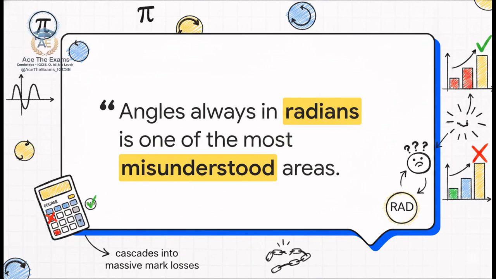We're starting off with this pretty jarring reality, straight from the senior examiners themselves. It helps us understand why so many candidates just stumble right out of the gate. Straight from the principal examiner reports, we see that for trigonometric functions, the requirement that angles must always be in radians is consistently one of the most misunderstood areas in the entire syllabus. I mean, it sounds so incredibly simple, right? It's literally just a mode setting on your calculator. But the source material makes it abundantly clear that failing to apply this rule cascades into massive, heartbreaking mark losses.